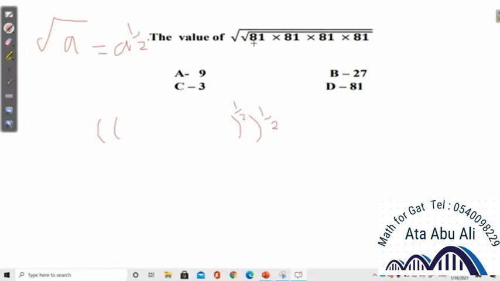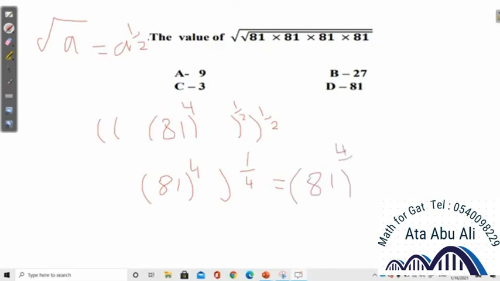Now I can multiply here 81 times 81 times 81 times 81, 4 times, so this becomes 81 to the power of 4. Now we know that if I have two powers, I have to multiply them together. So 1 over 2 times 1 over 2 becomes 1 over 4. Now here is 81 to the power of 4. If you multiply them together, it becomes 4 times 1 is 4. So it becomes 81 to the power 4 over 4.